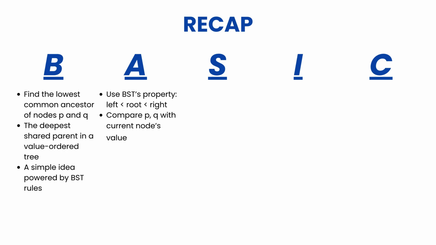The key advantage is the BST property. Left subtree values are smaller, right subtree values are larger. Instead of exploring both sides like a general tree, we compare P and Q against the current node's value to decide which single direction to go, or to stop at the exact split point.